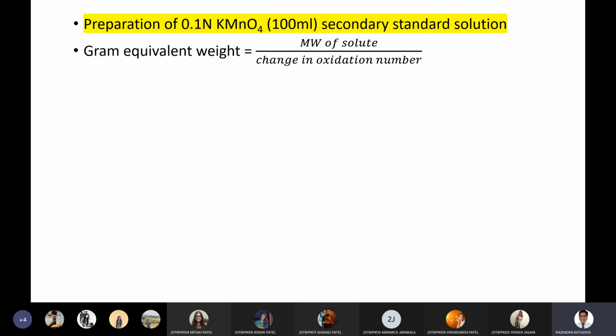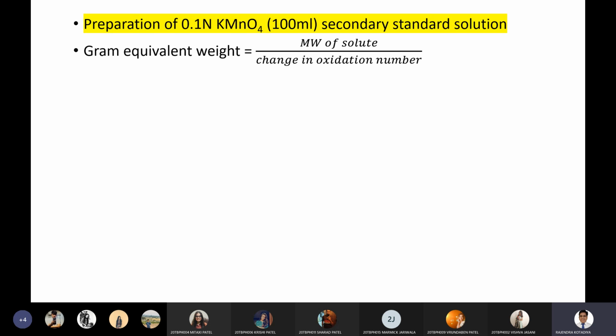In the case of oxidation number or oxidation state, I think we did one example on this: KMnO4 in neutral solution, KMnO4 in acidic medium, KMnO4 in basic medium. Can you recall that calculation, if anyone remembers? Yes, sir. Because in acidic medium it behaves differently, and in basic medium the behavior will be different.